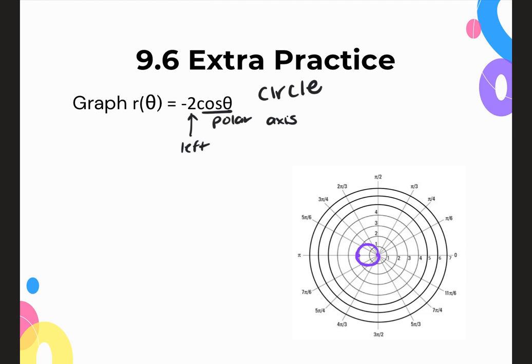I could plug in 0 for theta. I'd get negative 2 cosine of 0. Cosine at 0 is 1, and I get negative 2. So at 0, which is normally over here, I get negative 2, which brings me back to the left. And you can always make sure you know what you're doing with one simple point on a circle, okay?